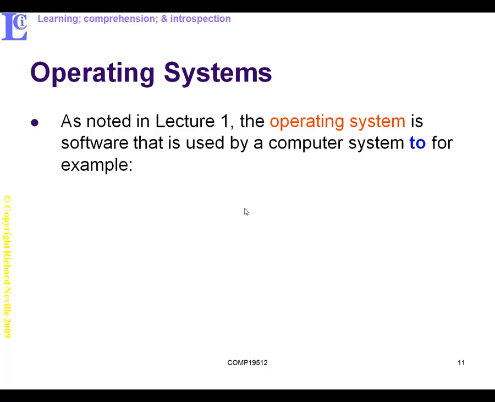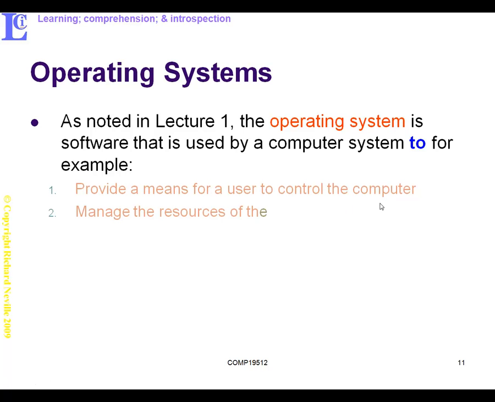It's used by the computer, and the sort of things it's used to do, well, let's have a look at them now. Well, the first thing it does is the operating system actually controls the computer. So it's actually controlling the computer, and the user might be manipulating the computer via the operating system. So as it says here, it provides a means of undertaking that process of control using the operating system and controlling the computer itself.